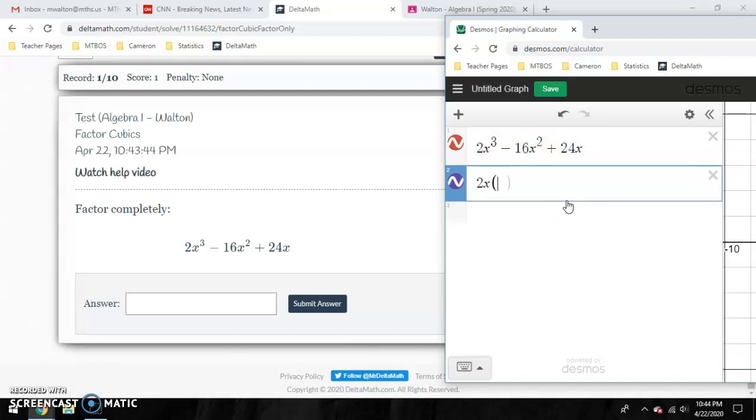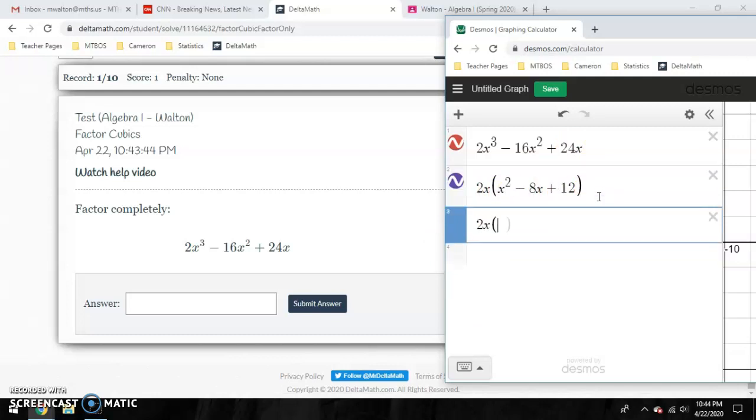If I divide 2x cubed by 2x, I'm left with x squared. Negative 16x squared divided by 2x leaves negative 8x. And finally, 24x divided by 2x is 12. The x's cancel out, so there's no x on that last term. Now we have a problem just like we know how to do: x squared minus 8x plus 12.